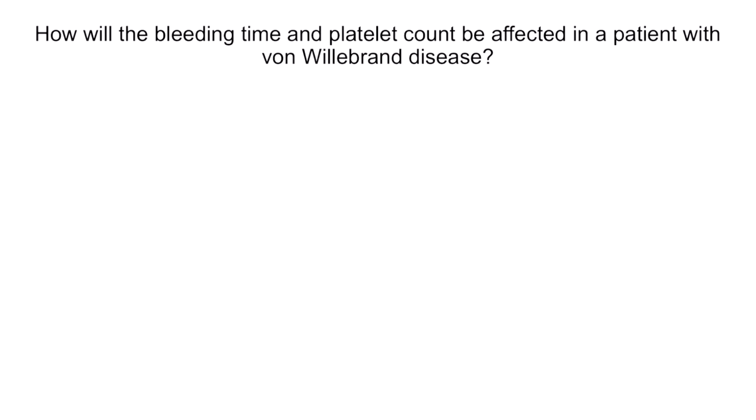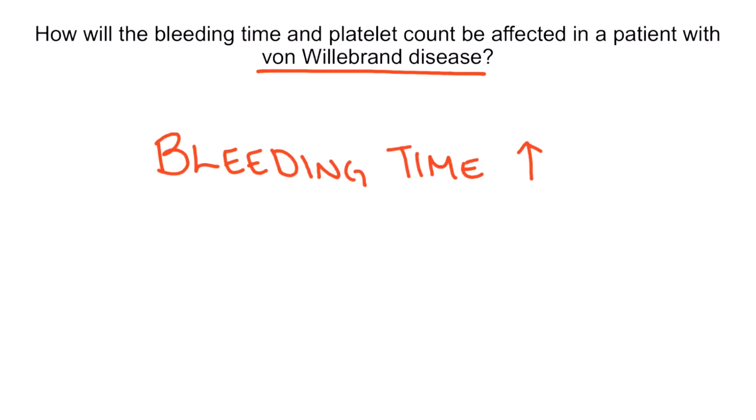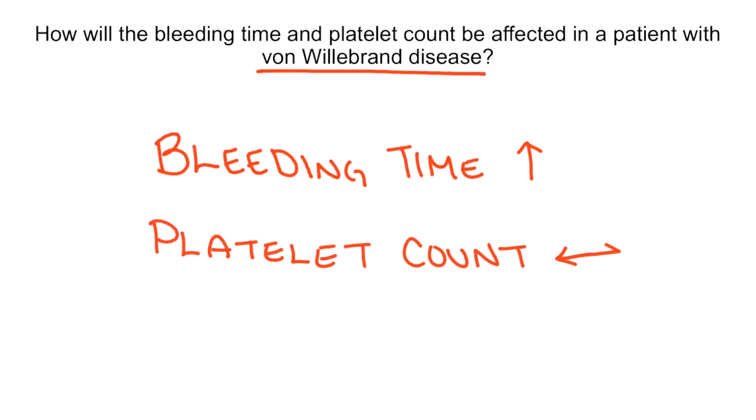To answer this question, we need to think about the function of von Willebrand factor, which happens to be deficient in patients with von Willebrand disease. It has various roles, including helping platelets adhere to the endothelial membrane, promoting platelet aggregation, and carrying factor VIII protein. Without it, platelets don't work properly, and the bleeding time is subsequently increased. Because this disease does nothing to affect the production or viability of platelets, the platelet count remains the same.